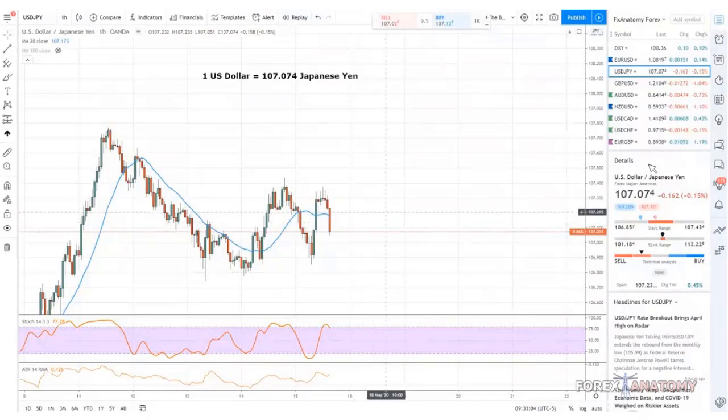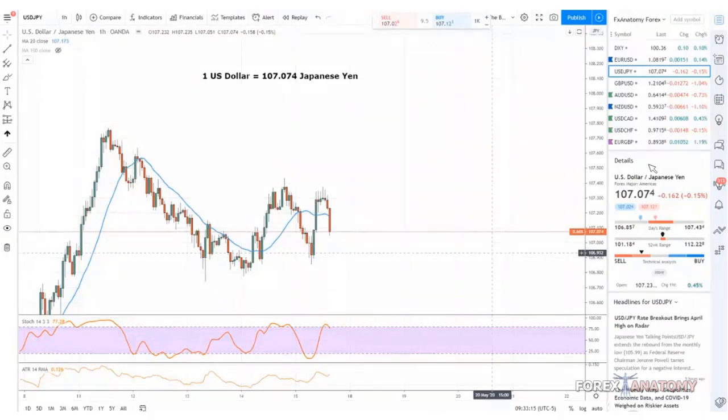And remember, it takes 107. Cynthia said the US dollar. Yep, exactly. The US dollar, which is pretty obvious because it takes 107.07 Japanese yen to buy one US dollar.